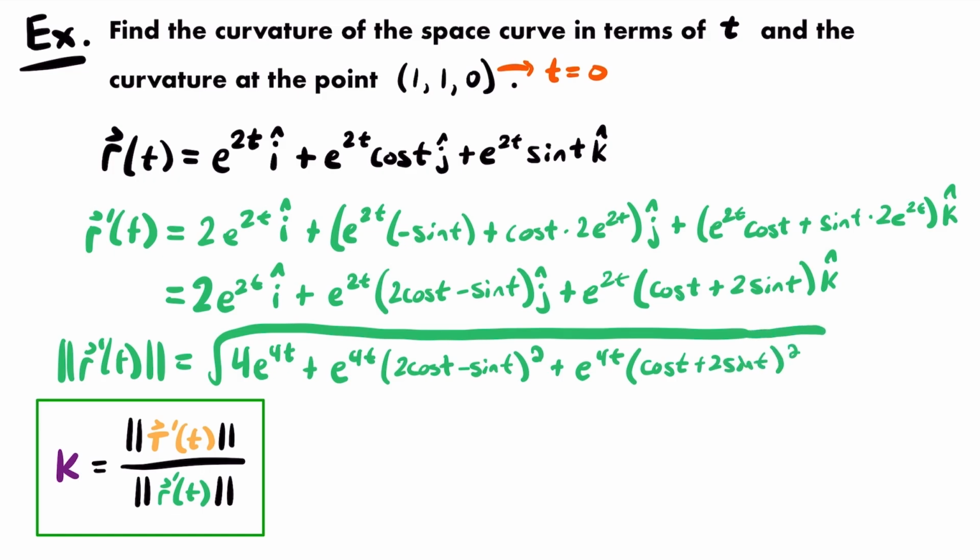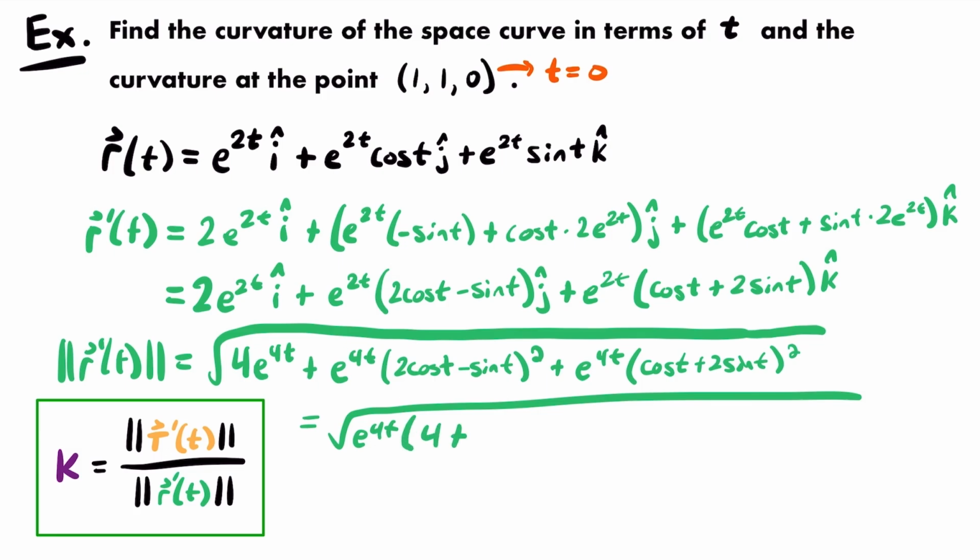Now, to simplify, the first thing that we can do is pull out a common factor of e to the power of 4t from each of these terms, and then we can take the square root of it, and that will get us e to the power of 2t. All right, I will write an intermediate step just so I don't lose anybody here. We have e to the power of 4t times 4 plus these two quantities squared.